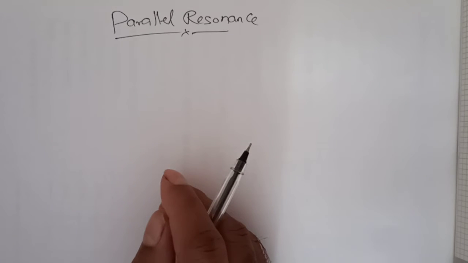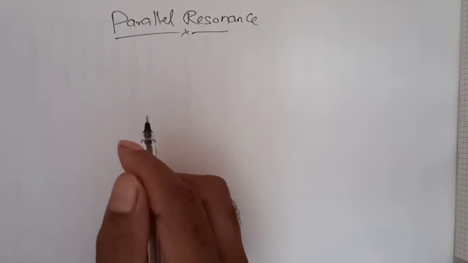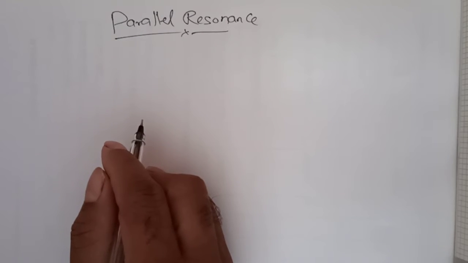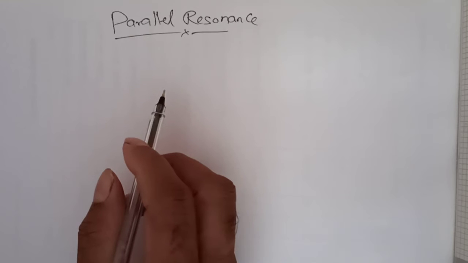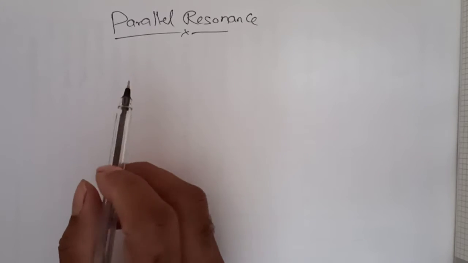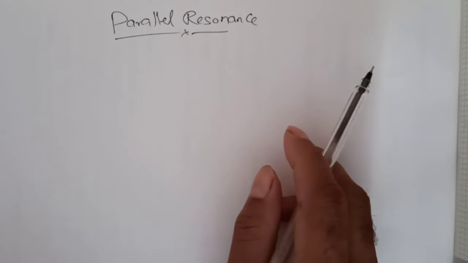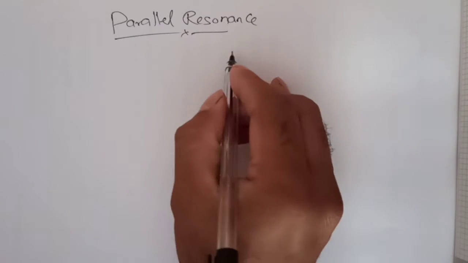Hello everyone. In last class we discussed the series RLC circuit, the series resonant circuit. So in this class we are going to discuss the parallel resonant circuit, or anti-resonance. A parallel circuit is said to be in resonance when the applied voltage and current are both in phase, or the power factor is unity.